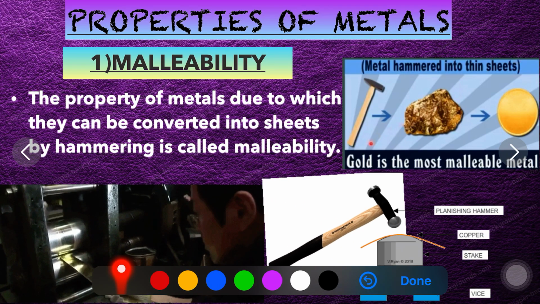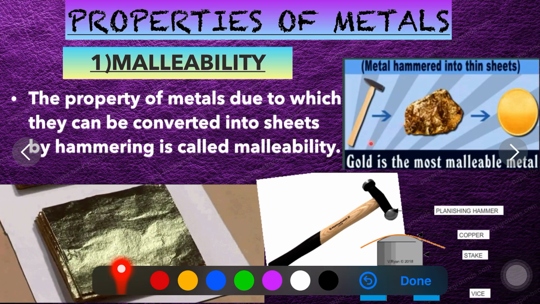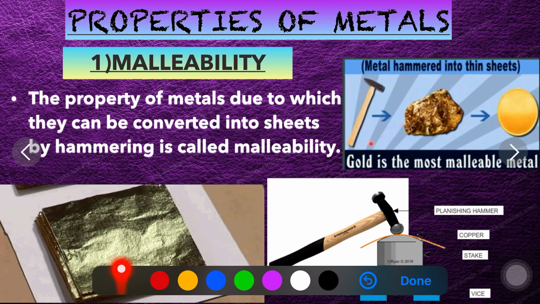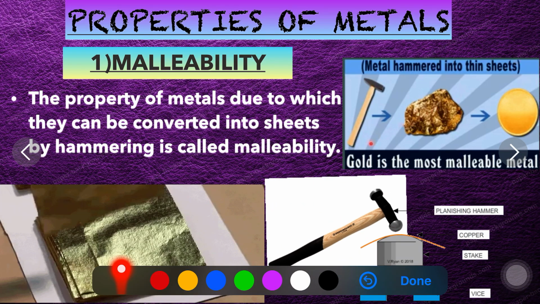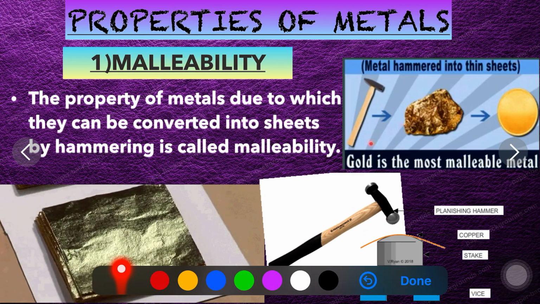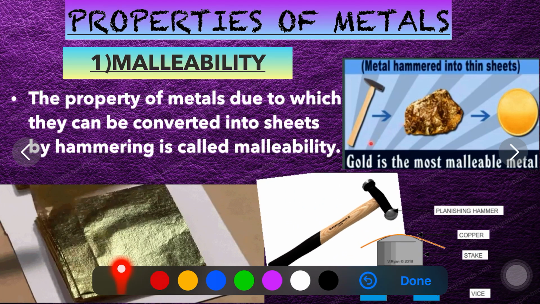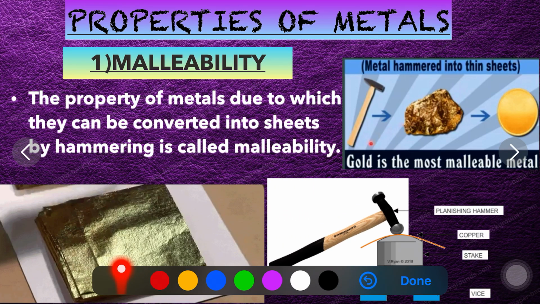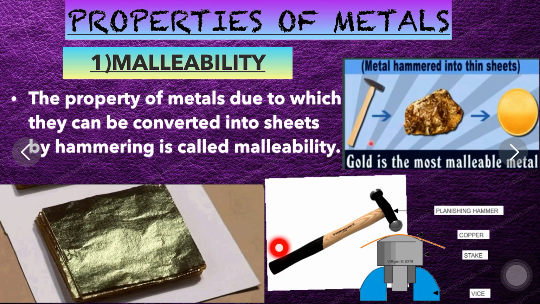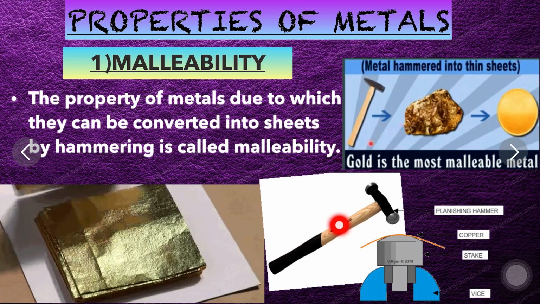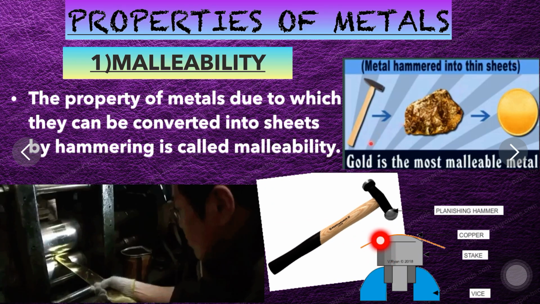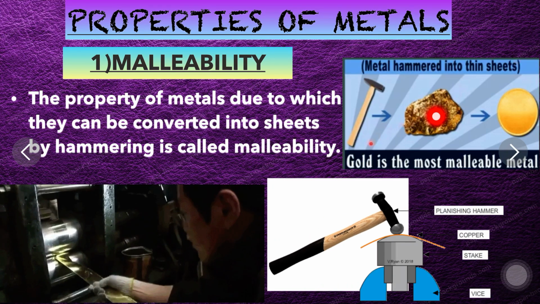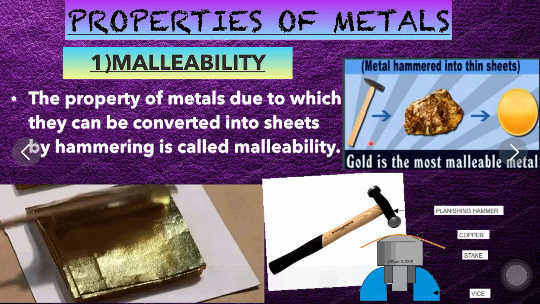That is, it forms a thin sheet. Metal can be converted into sheets by hammering. This property of metals is called malleability. Understood, students, what is called malleability? So the property of hammering metal, ठीक है, metal को hammer कर करके उसको sheet बनाना, ओके, sheet में convert करना is called malleability. Example: gold is the most malleable metal. Okay, easily it can be malleable.